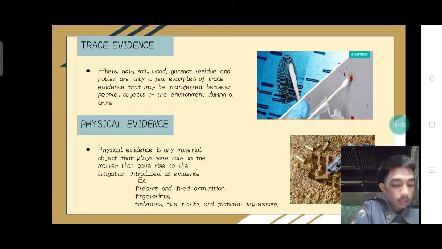Sa trace evidence, ini-include niya yung mga fiber, hair, soil, wood, gunshot residue, and pollen are only a few examples of trace evidence that may be transferred between people, object, or the environment during the crime.